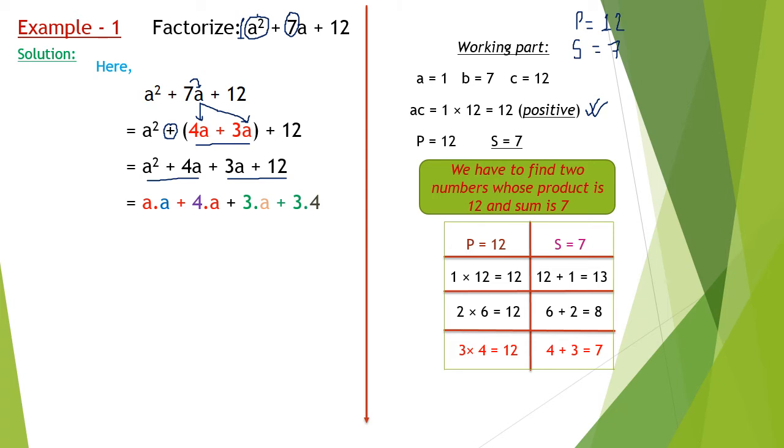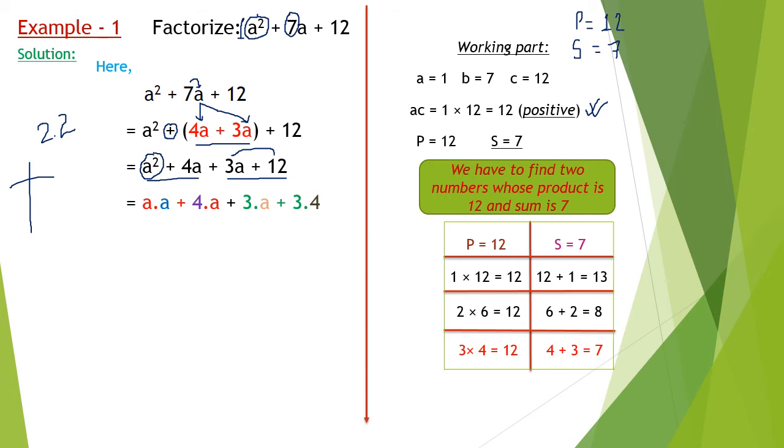a square is factorized as a dot a, and 4a as 4 dot a. We can factorize 4 as 2 dot 2 also, but I will ask students to be smart. As there is no coefficient in the first term a square, it is not necessary to split 4. It is not necessary to factorize 4. Now here 3a is 3 dot a, and 12 can be factorized in a different way also. But what we have to do is, if 3 is a factor of 12, then we can just write 3 dot 4, isn't it?